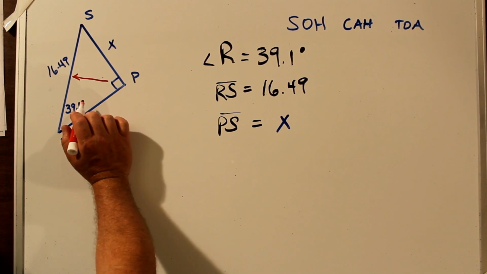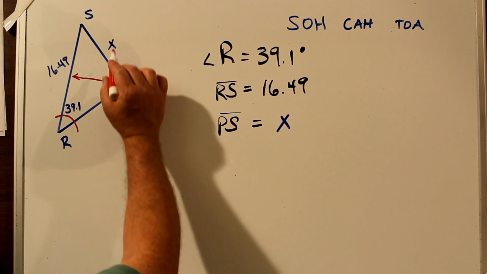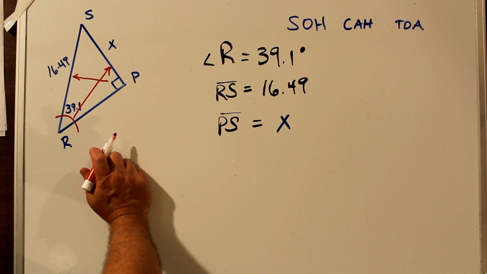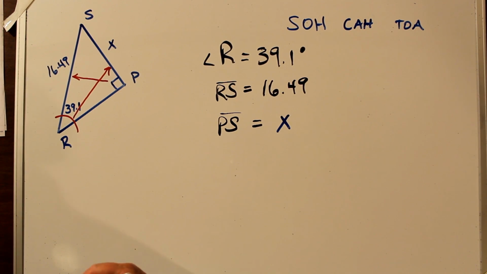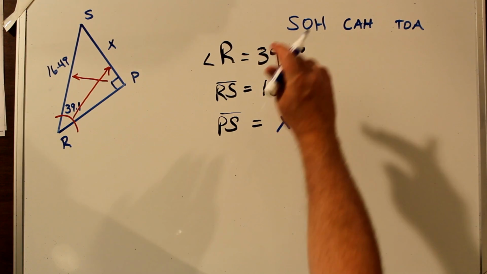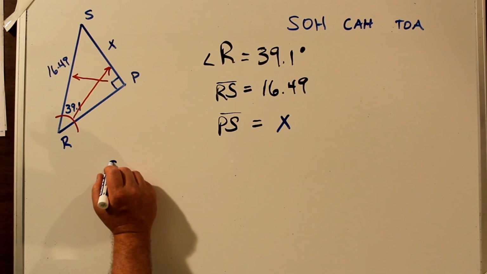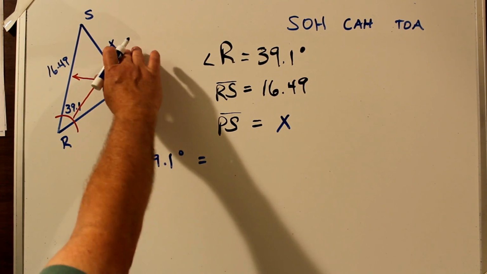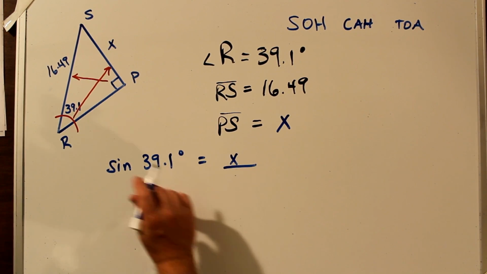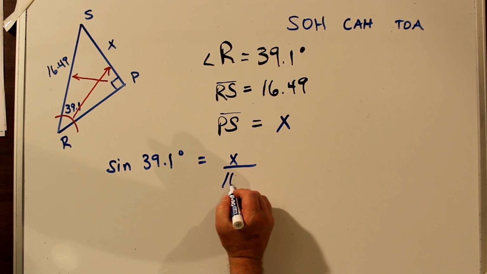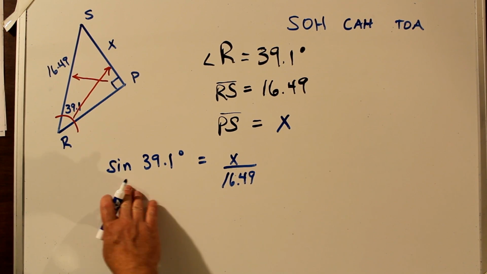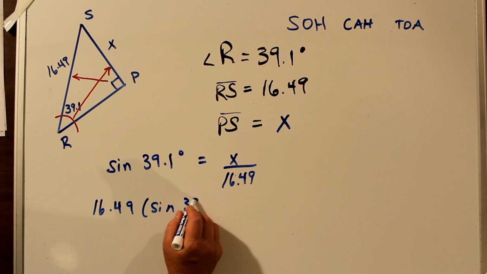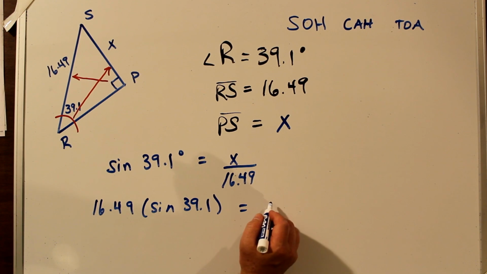So we know that the side opposite the right angle is our hypotenuse. That would be 16.49. And we know angle R, and we're looking for the side that is opposite the angle that we know. So we need a function that deals with the opposite and the hypotenuse, and that's our sine function. So we can write our equation using the sine function. Sine of 39.1 degrees equals opposite, that's our unknown X, over the hypotenuse, 16.49. To solve for X, we can multiply both sides by 16.49: 16.49 times the sine of 39.1 degrees equals X.